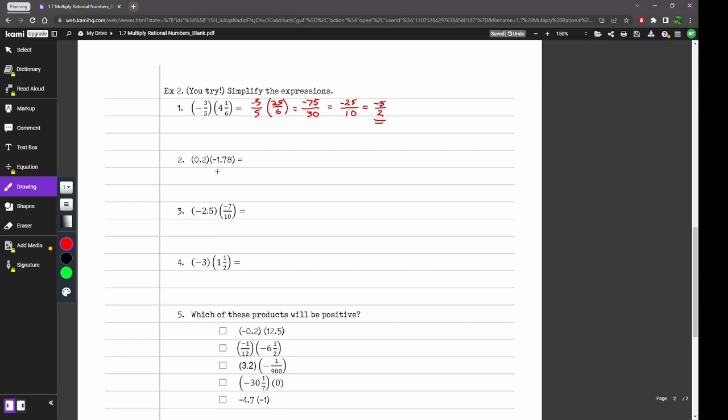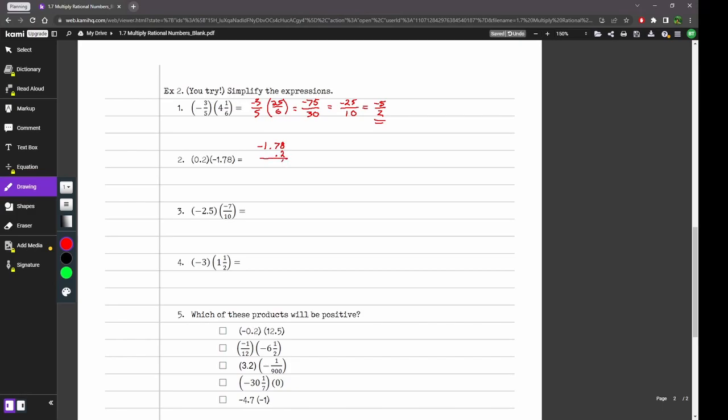Next one here, we could turn these into fractions. Again, perfectly acceptable, but when we're multiplying two decimals, I find it easier just to multiply them. So we'll bring these here. 0.2, I'm going to redo that one. Again, don't worry about the decimals, that comes later. You just line up your numbers.